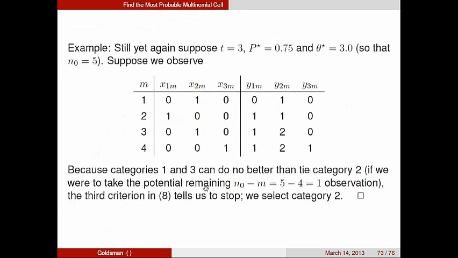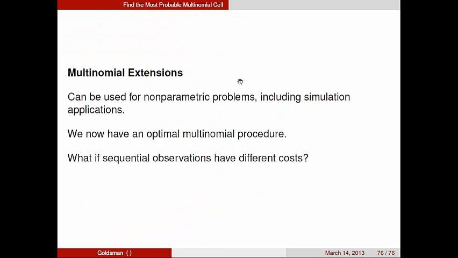So I'm going to skip all the way to the end and just talk about some extensions. Again, I can do sequential procedures very easily. The extensions could be that I can use these for non-parametric simulation problems. We now have an optimal procedure, which does sampling extremely efficiently, and procedures that are adapted for different costs of observations.